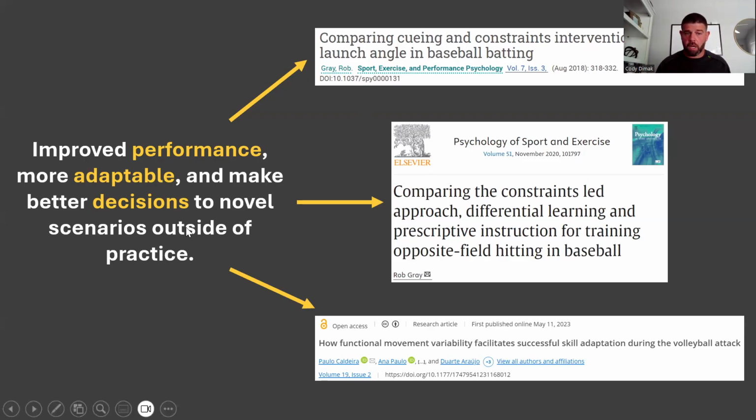The contemporary approach also, these studies show that people who were in the contemporary approach groups made better decisions whenever new scenarios within the game came up. So they never practiced those scenarios within practice, and then when those novel situations came up within the game, they were able to execute and perform well when those situations came up.